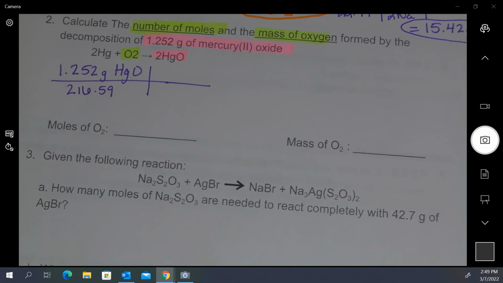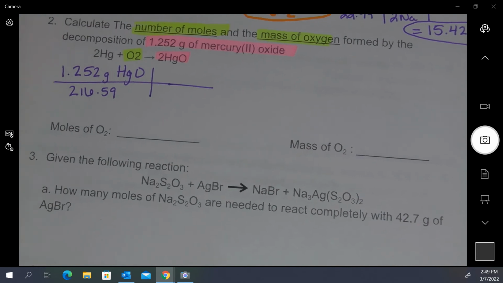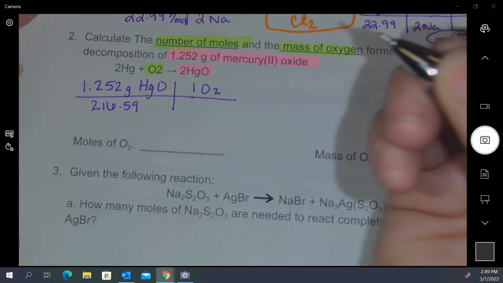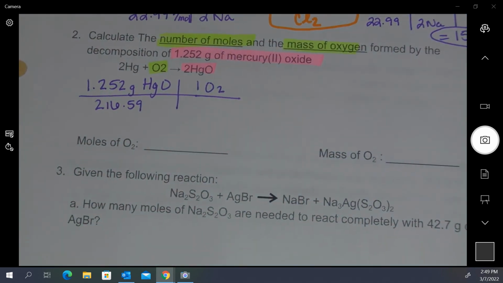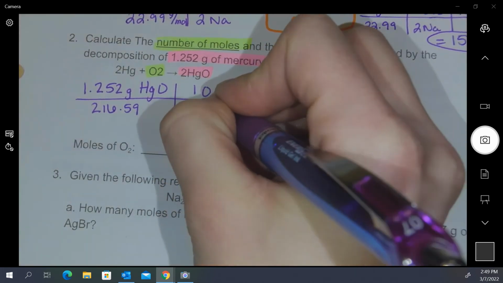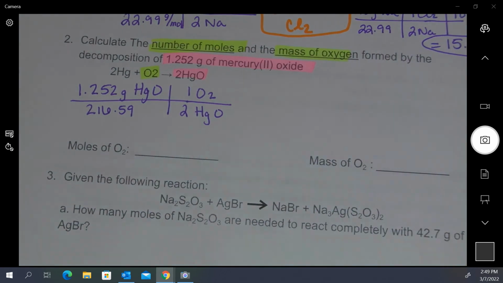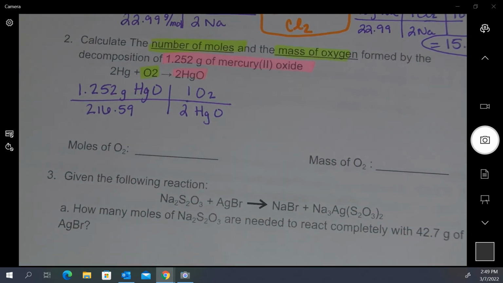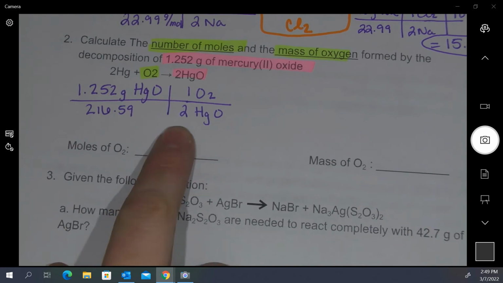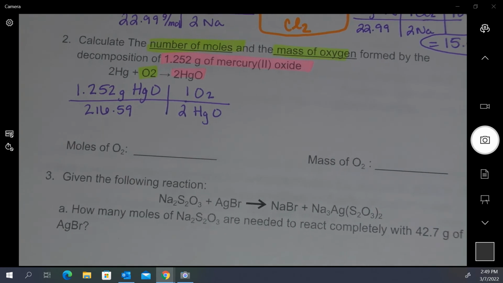I want O2. What coefficient is in front of O2? 1. I'm given HgO. What coefficient is in front of HgO? 2. All right, so to solve for moles, this is all we're going to do for moles, okay? 1.252 divided by 216.59 times 2.